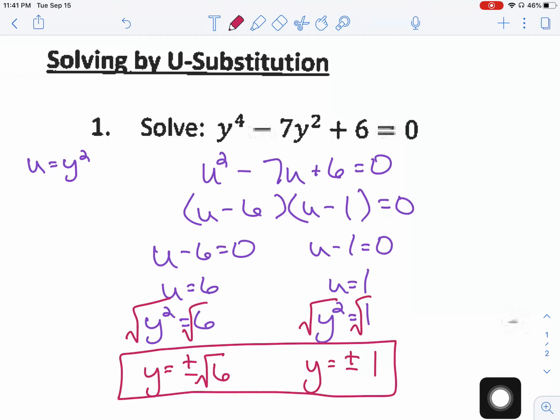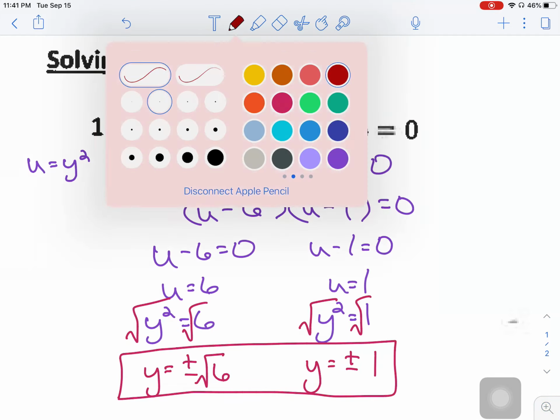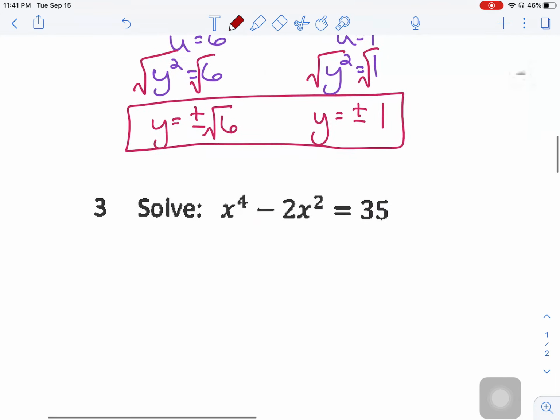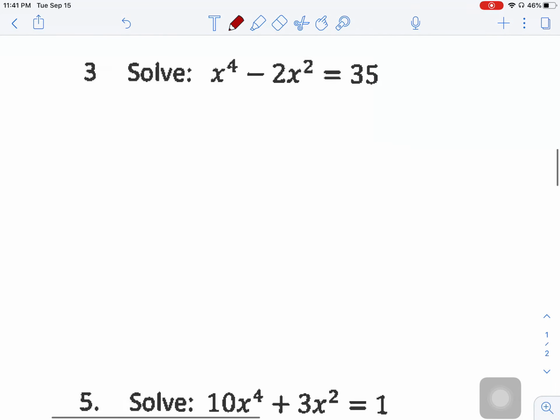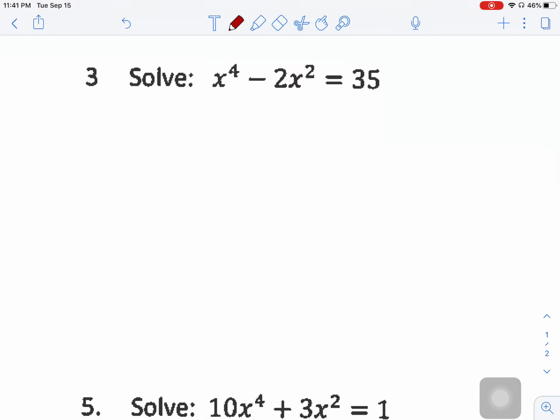Okay, so I'm going to go ahead and do the odd problems. So this was number 1. Let's go ahead and slide on down to number 2 here. Now at number 2, I've got x to the 4th and x squared. Unfortunately, this is not written in standard form, so I want to write it in standard form first. And so you've got x to the 4th minus 2x squared minus 35 is equal to 0.